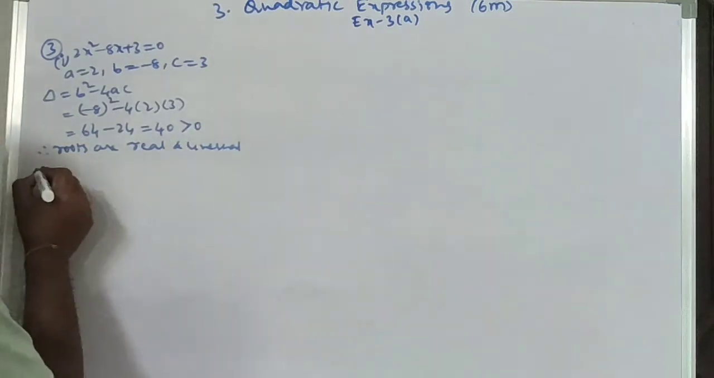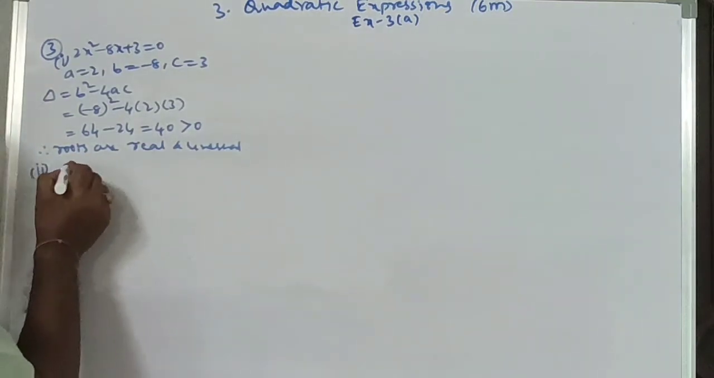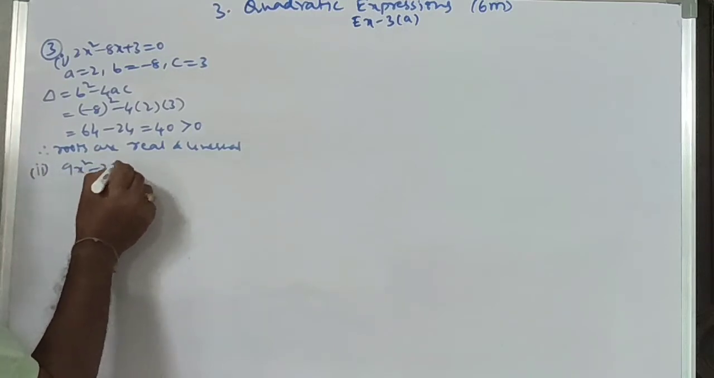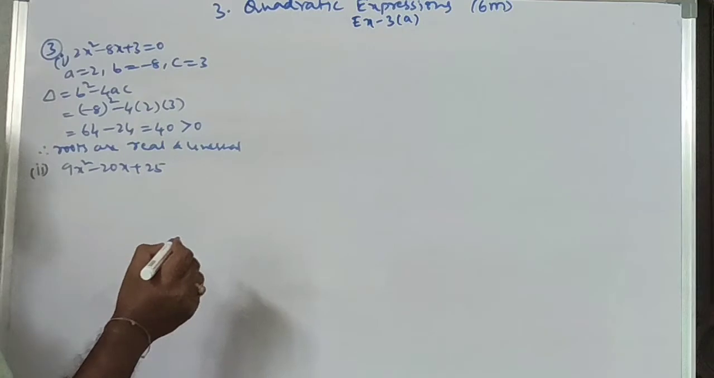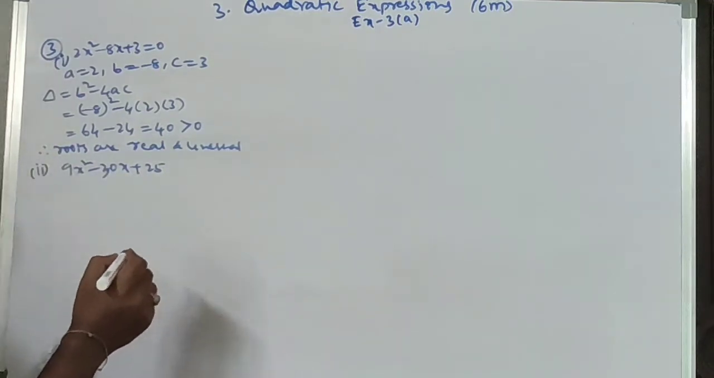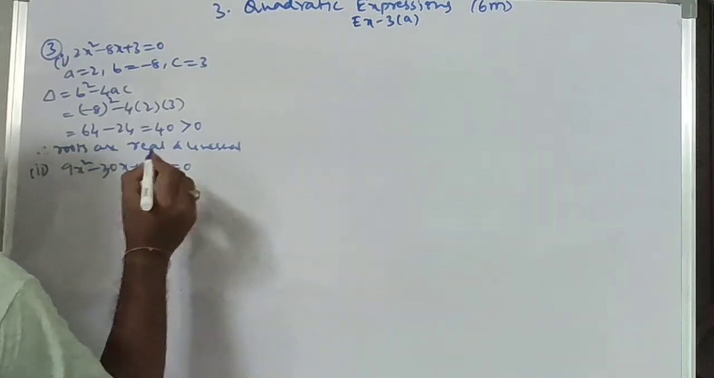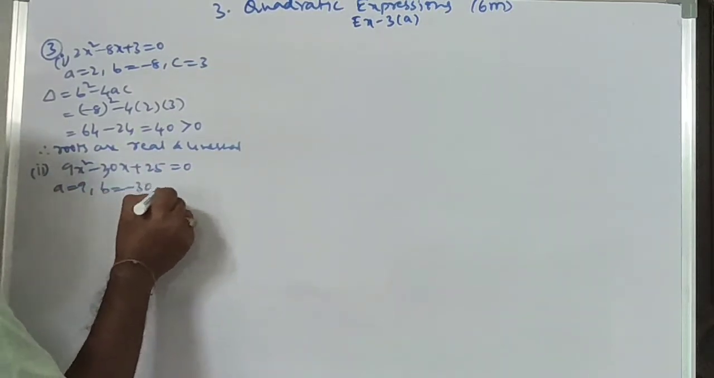Okay, one more we do. Second: 9x square minus 30x plus 25 equal to 0. Okay, a equal to 9, b equal to minus 30, c equal to 25.